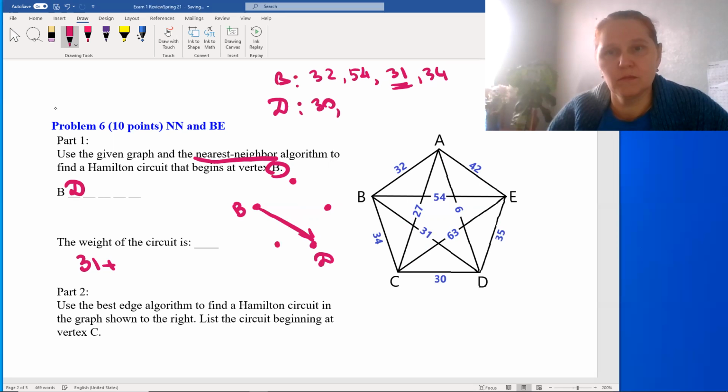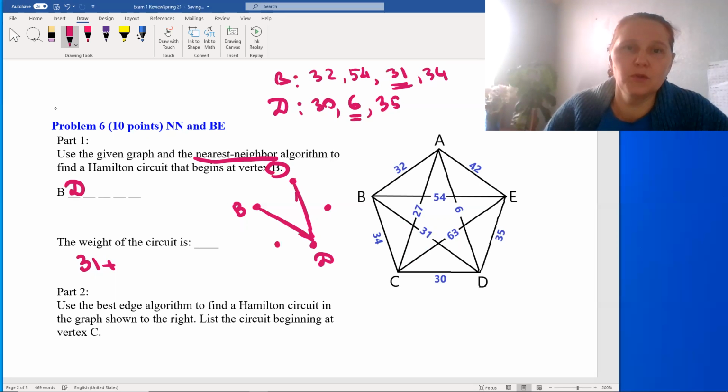30. Or you cannot return to B, of course. You can go to A or to E with 35. And DA is the best alternative here, so we move to A. We add 6 to our circuit and we write A in the next blank.